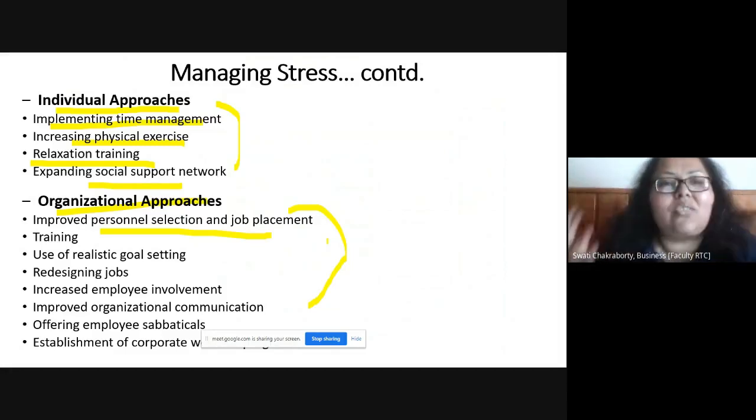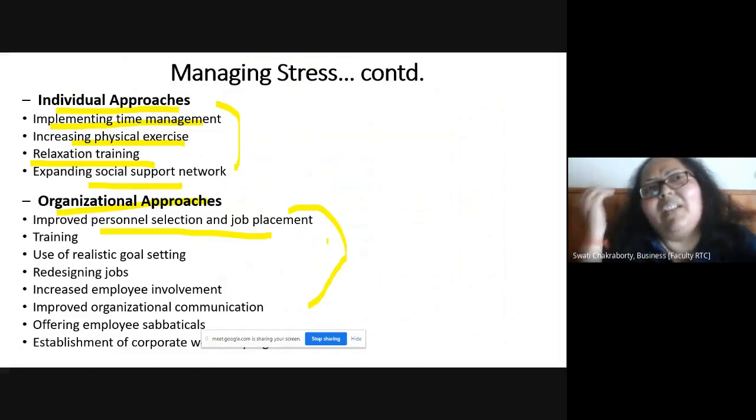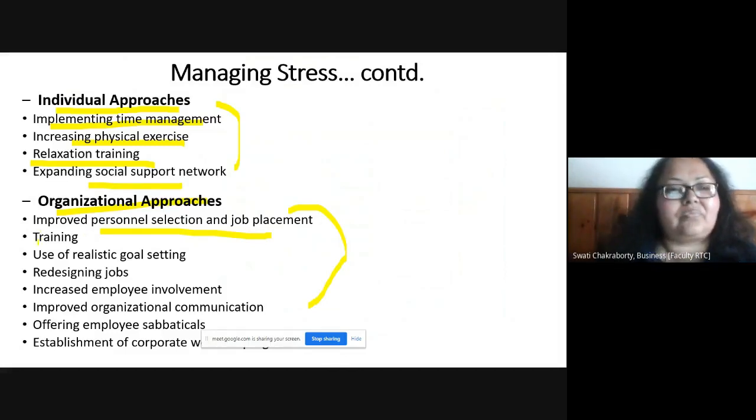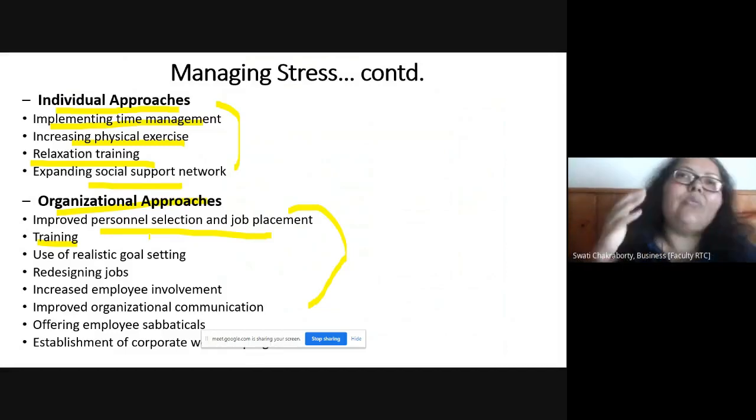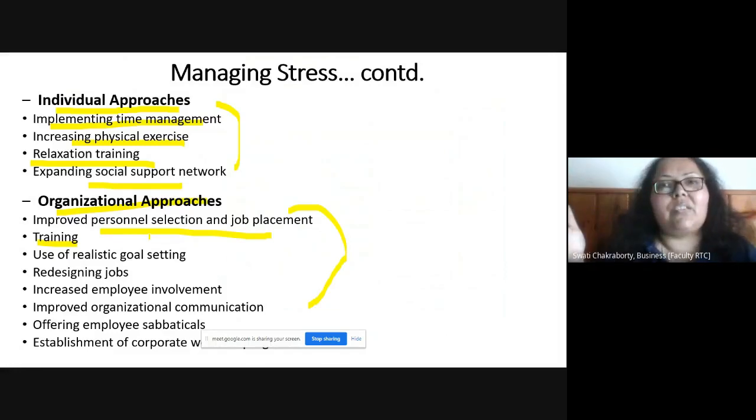So there has to be a proper selection process, and not just selecting but also recruiting the right person for the right position. Training has to be given to all employees on how to cope with the job, what your job demands, training for the skills, and also training on how you can manage stress. That is important.